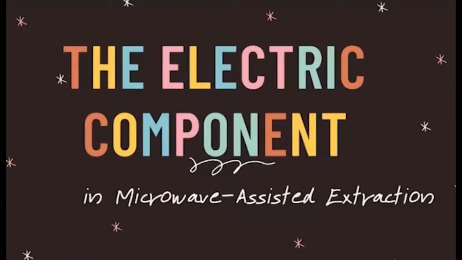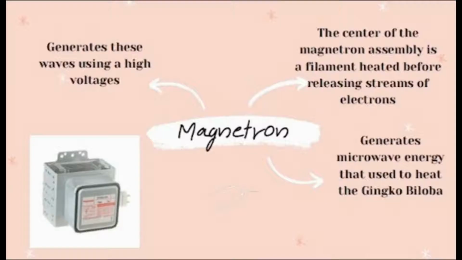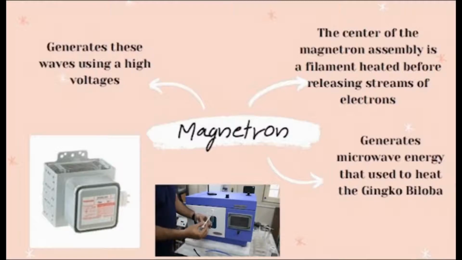Next, we're going to talk about the electrical components in MAE. The first one is the magnetron, which generates the microwave energy, which is in turn used to heat the ginkgo biloba. The magnetron generates these waves using very high voltage. At the center of the magnetron assembly is a filament that gets heated, thereby releasing a stream of electrons.